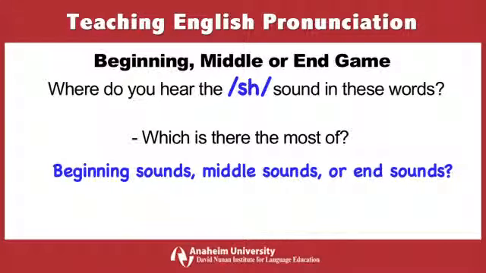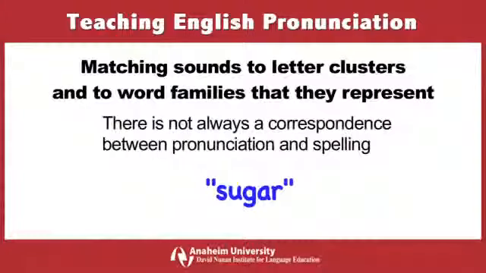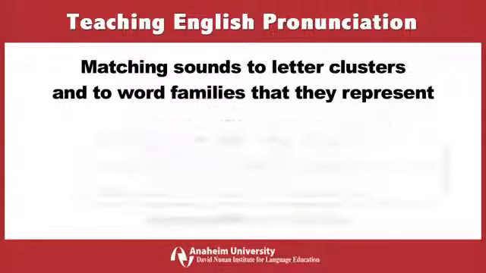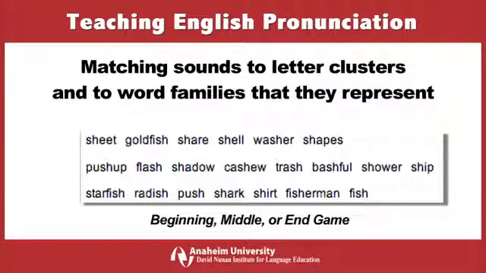As an additional follow-up activity, you can ask the students which is there the most of, beginning sounds, middle sounds, or ending sounds. For an additional challenge, the teacher might like to add the word sugar. This can help learners to listen for the corresponding sound, as well as introduce them to the fact that there's not always a correspondence between pronunciation and spelling. In the list of words I read out, those words all had SH. But of course with sugar, there's no H in the spelling.